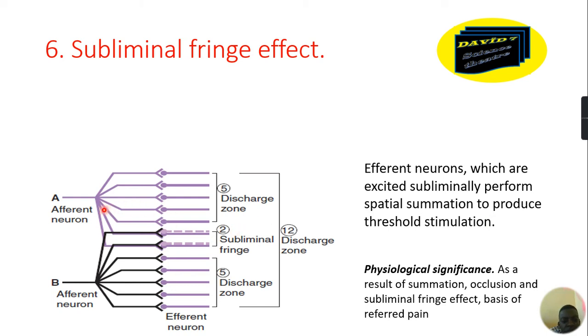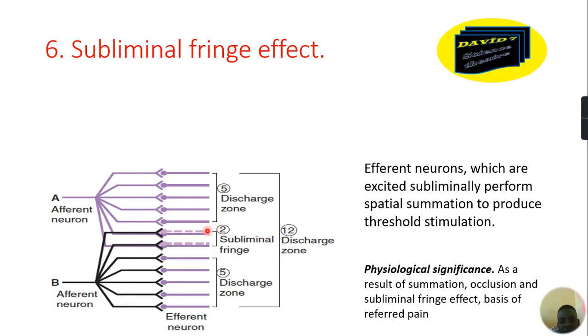So if you look at this, we have neuron A and neuron B. Both are afferent, and these are the efferent neurons. So at the synapse, we are having stimulation of A and B. But A is in the discharge zone. The discharge zone of A is this. And we have a discharge zone of B. All right, but we have some neurons in the central distribution which are stimulated subliminally.